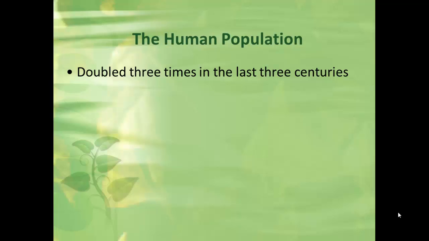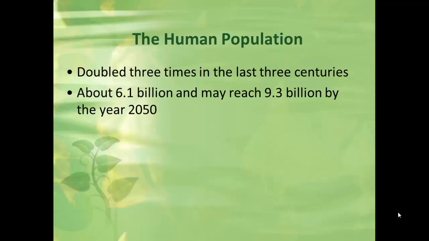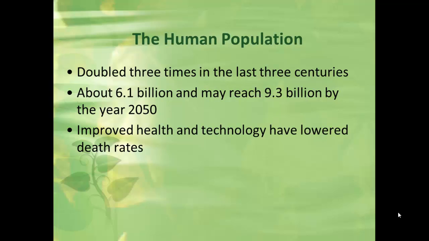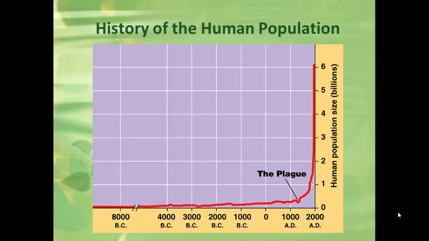The human population has doubled 3 times in the last 3 centuries. About 6.6 billion humans are alive currently, and statistics say that 9.3 billion may be present on Earth by the year 2050. The reason we have not reached our carrying capacity yet is that improved health and technology have lowered our death rates.